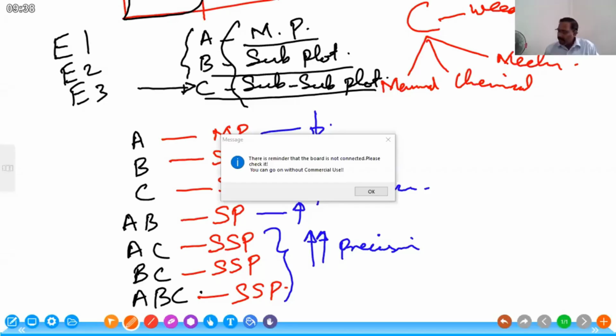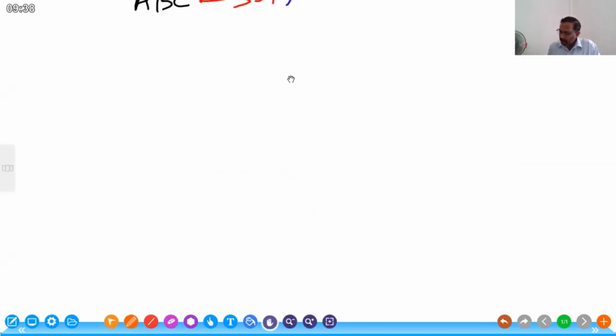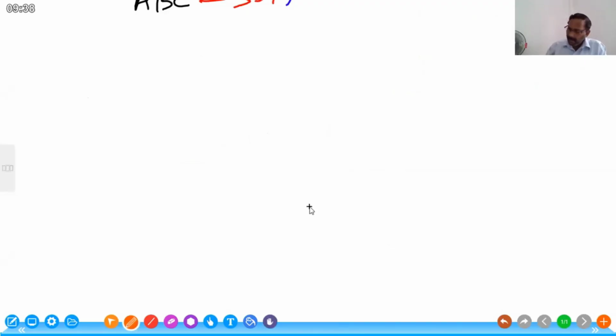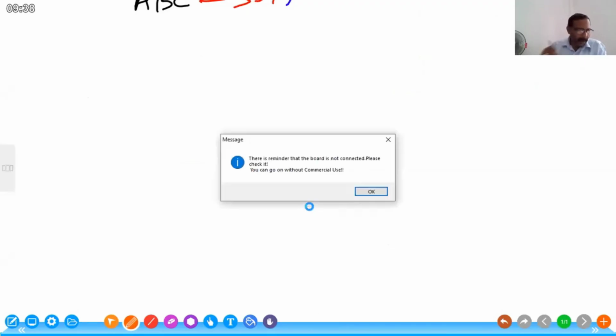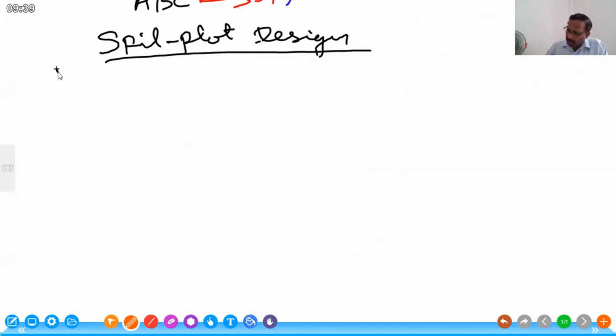Right. So we will write down the ANOVA table. Before that, the model. Let's say first we will say the model for split plot. Model for split plot design. Right? Model.